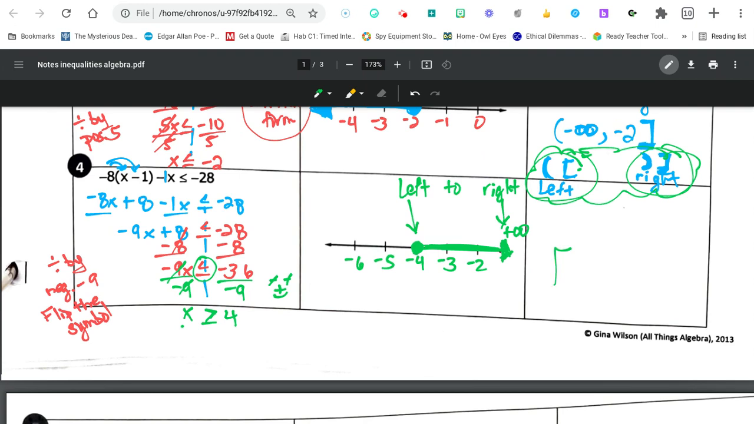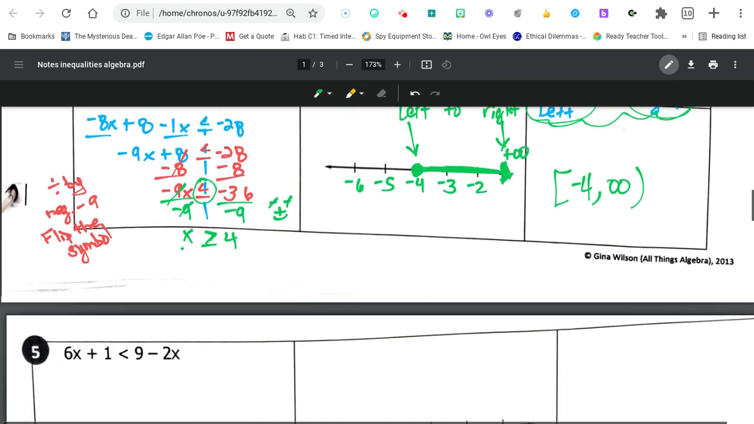Because it's a closed circle, I'm going to use the bracket at -4. And it's going to approach positive infinity, so I'm going to use a parenthesis. Never use a bracket next to infinity, okay? Never, ever, ever use a bracket next to infinity.